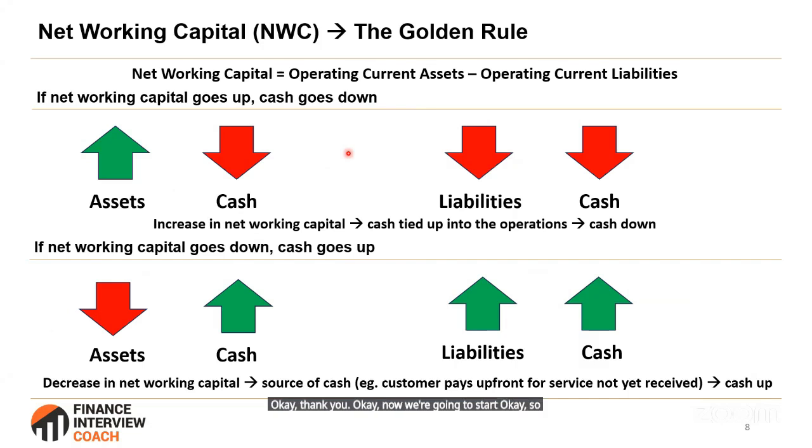Okay, so now to tie it all together. We can think of net working capital as being operating current assets minus operating current liabilities. So if net working capital goes up, then cash is going to go down because that is cash being tied up in the operation of the business. So for example, if the operating current assets go up, cash goes down, and we said it's sort of like buying assets in a way. Meanwhile, we're going to subtract the operating current liabilities. So if those increase, in other words, those liabilities go down, then your cash goes down. So basically, if net working capital goes up, cash goes down.